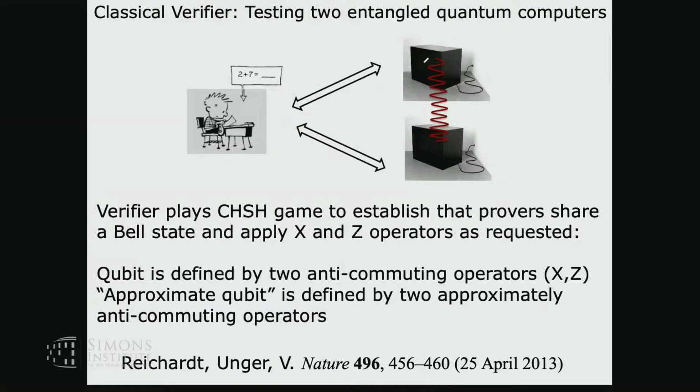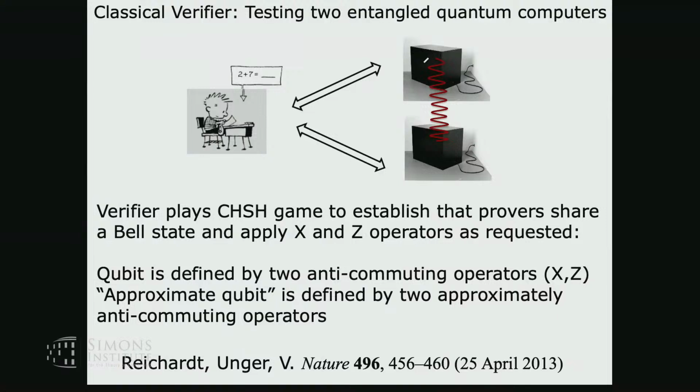But also, if you're going to test that these two operators anti-commute, which is what the CHSH game does, then we won't be able to test this anti-commutation property exactly. So we'll only have an approximate anti-commutation between these operators. And so what you can also say is that an approximate qubit is defined by two approximately anti-commuting operators.